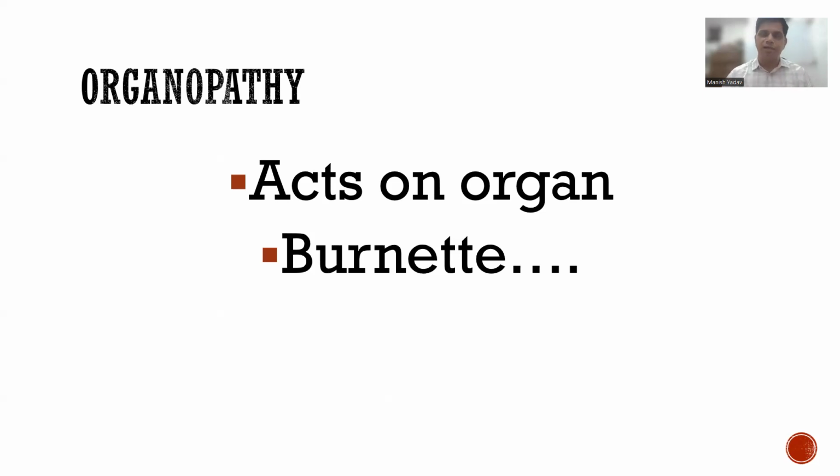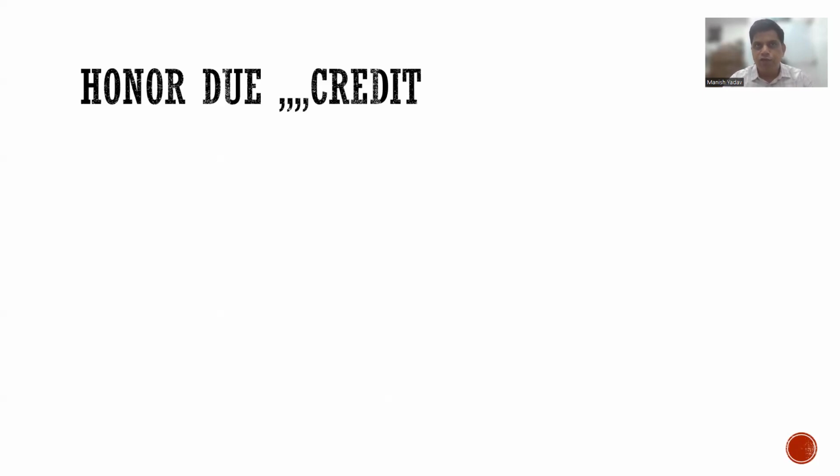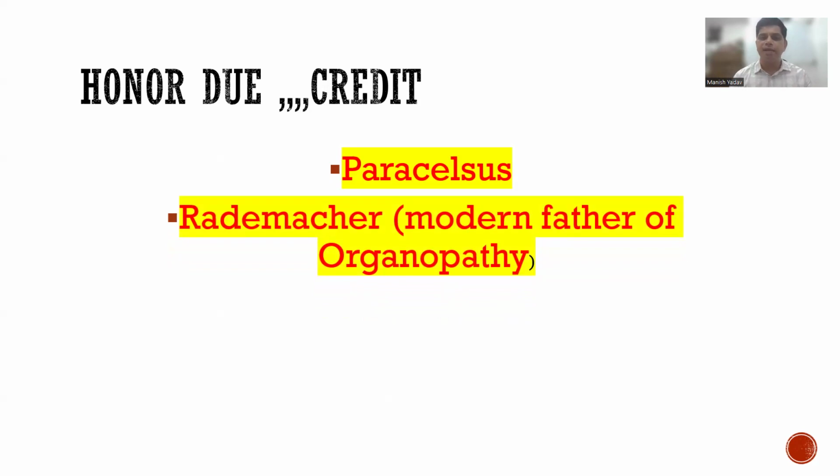This entire term of organopathy was coined by Burnett himself. In his Disease of Spleen, Burnett writes that though this term got coined in his era, the honor of this entire system of understanding organopathic drugs is not due to him. It is due to Paracelsus. People have not given that actual credit to Paracelsus. Whatever we are understanding today, the origin of it started with Paracelsus, and after Paracelsus, Rademacher, who was known as the modern father of organopathy.